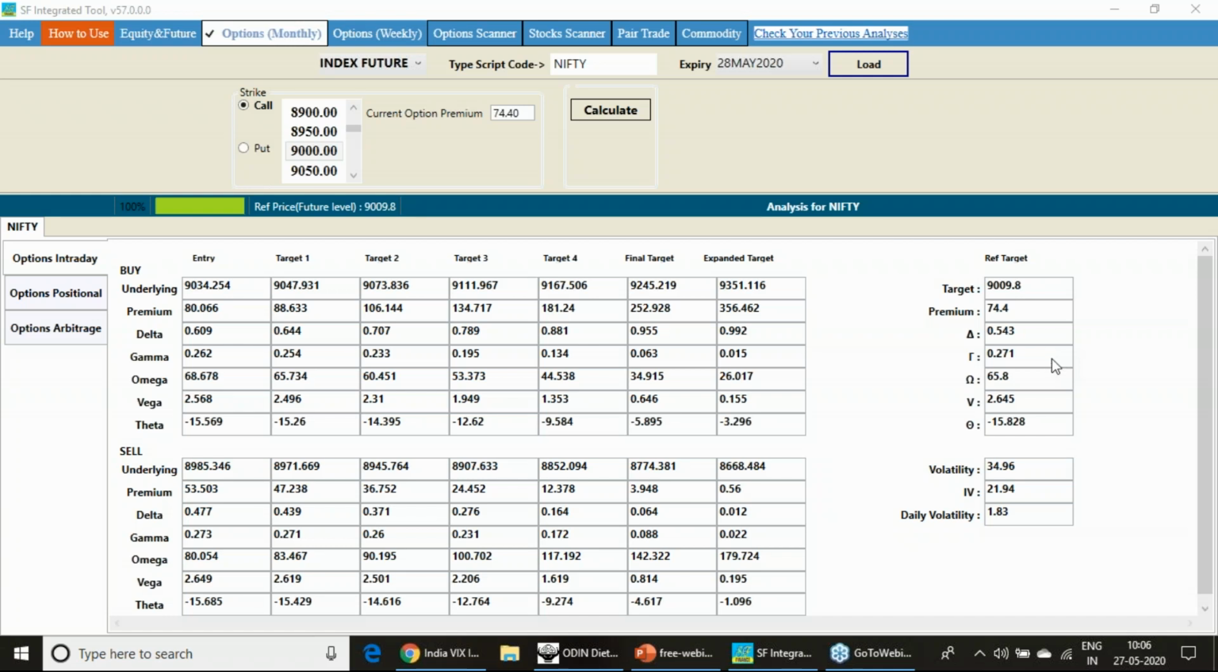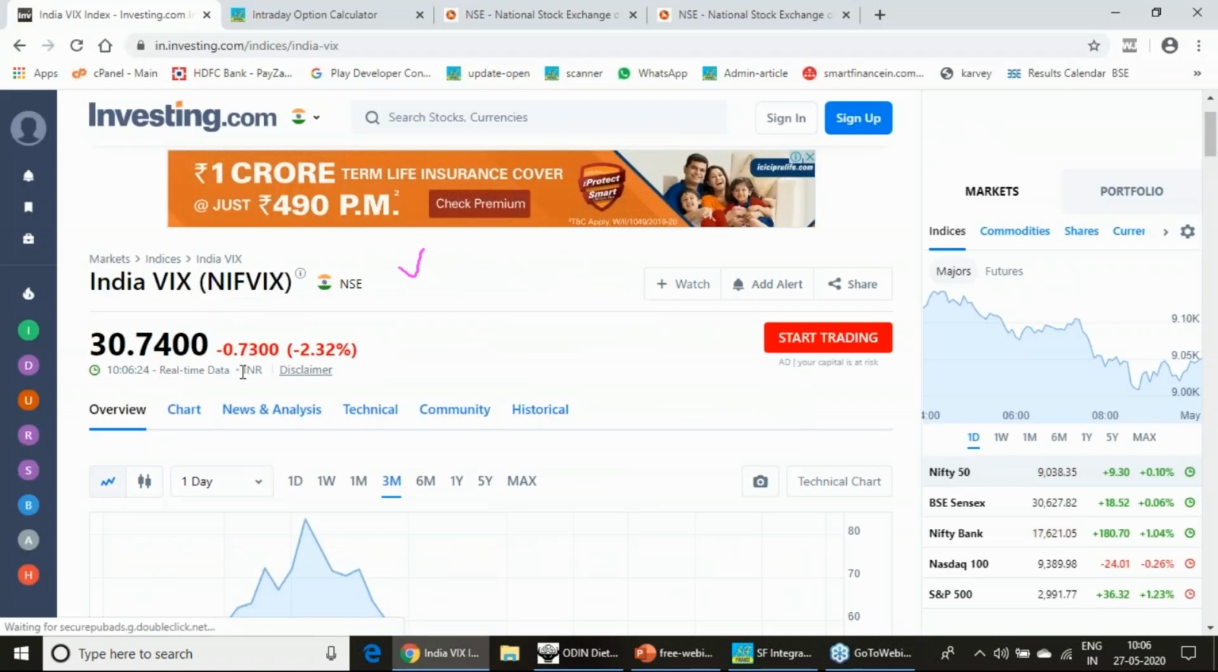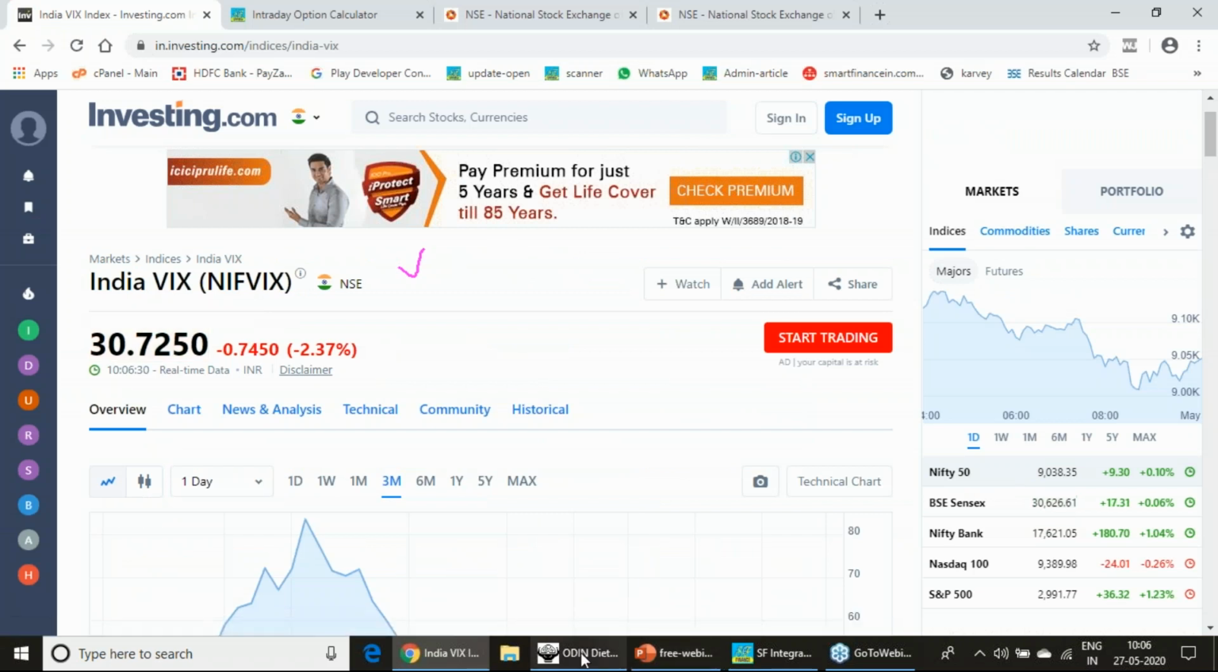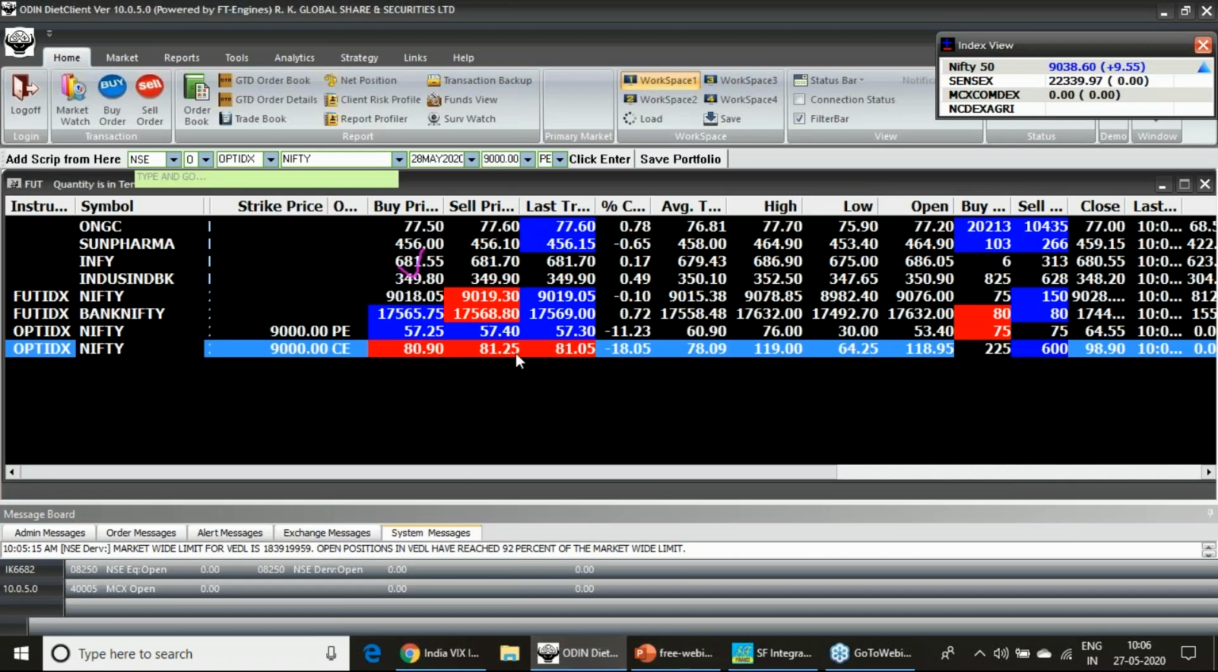Once you enter the trade, follow the proper stop loss, and a faster second target will be the best choice for options. And once you book a profit in a particular option, have a look at VIX. Have a look at VIX and then take a fresh call. Do not chase the same strike.